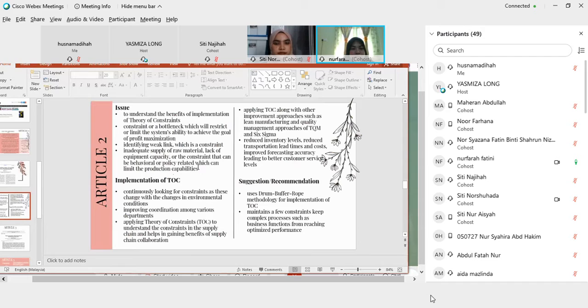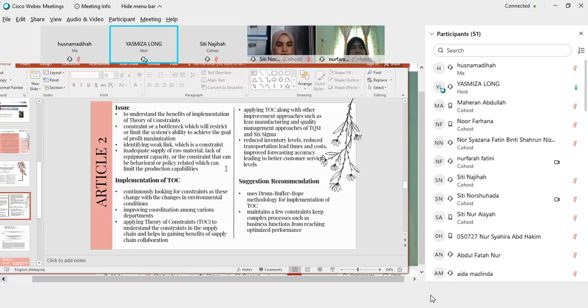So the issue of article is, the first one is to understand the benefit of implementation of theory of constraint. Second one is constraint or a bottleneck which will restrict or limit the system ability to achieve the goal of profit maximizations. The third one is identifying weak link, which is constraint. And the last one is inadequate supply of raw material, lack of equipment capacity, or the constraint that can be behavioral or policy related which can limit the production capabilities.